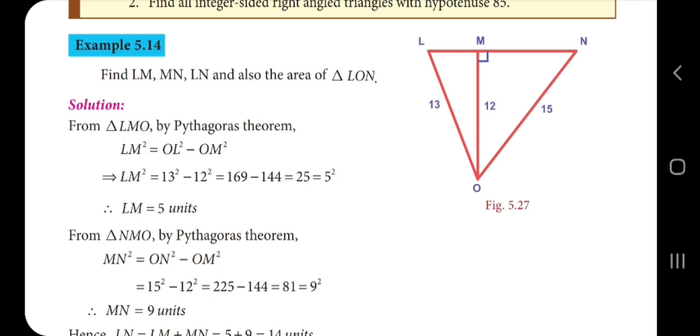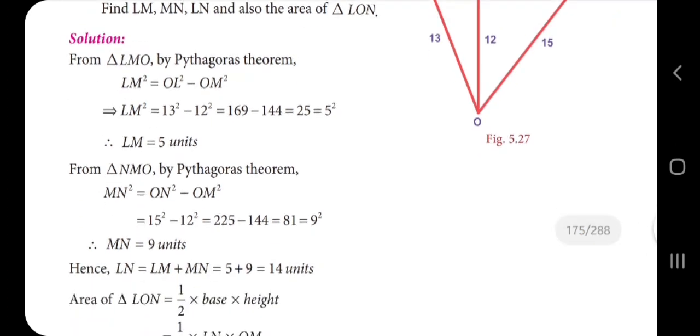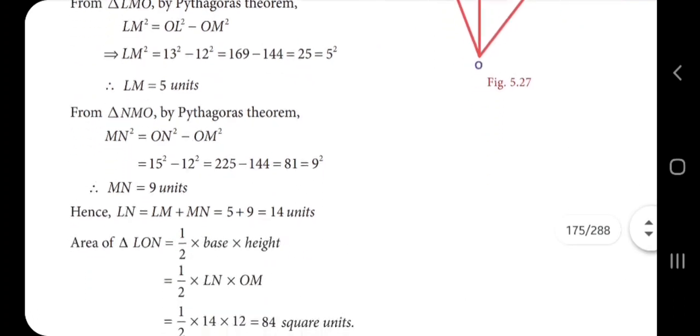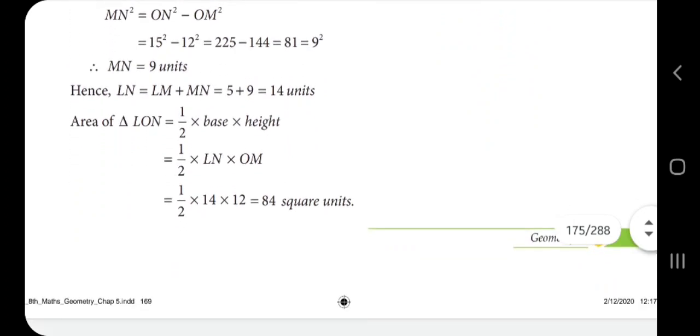So like this we are going to find from triangle NMO. Here also the hypotenuse side is 15. So 15 square is equal to 12 square plus MN square. So MN square is equal to 15 square minus 12 square. That means 225 minus 144 is equal to 81. The square root of 81 is 9 units.